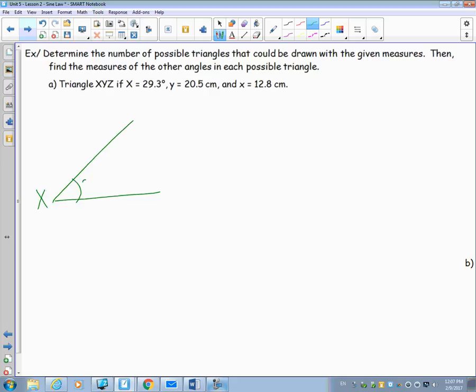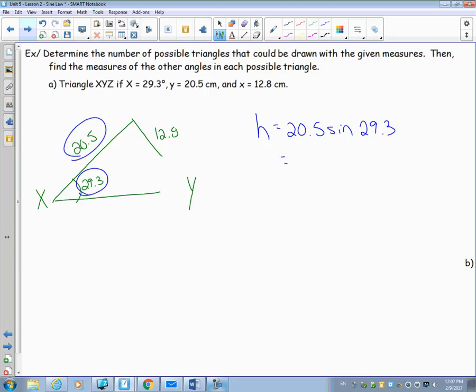Here's x. My angle is 29.3. I know the x side is on the other side, but I don't know if it's big enough to hit the triangle. My second side is 20.5. So let's do our calculation of height. My height is the side times the sine of our given angle. If I punch that into my calculator, I end up with a number like 10.03. So the height of this triangle is 10.03.